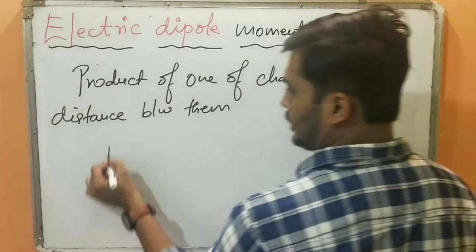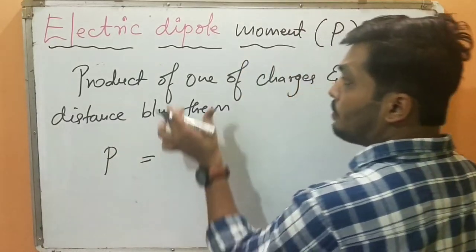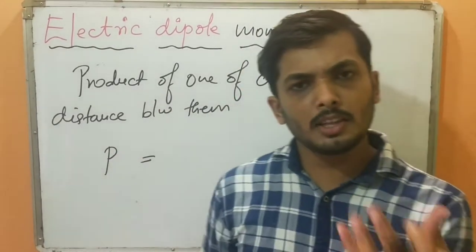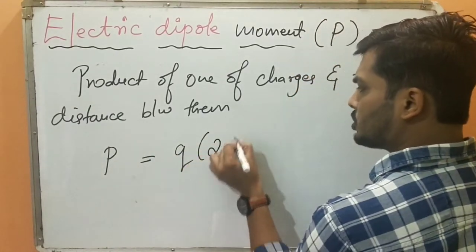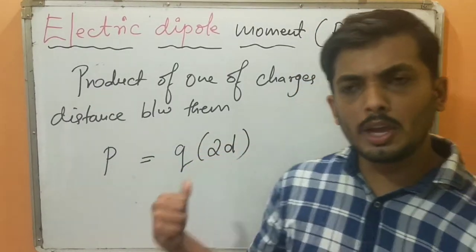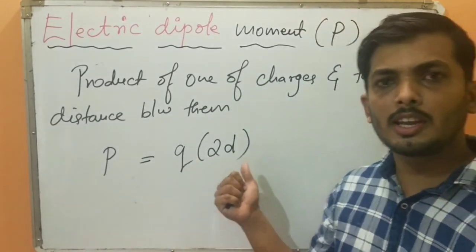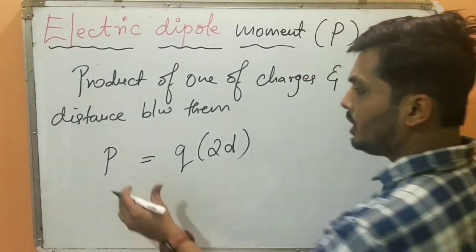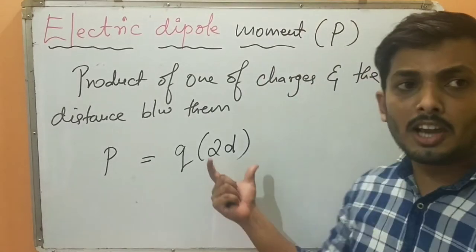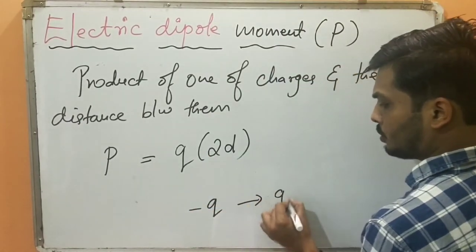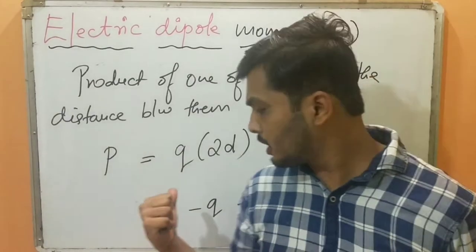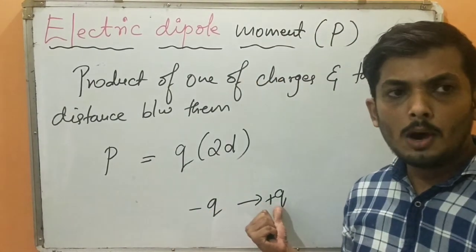So how do you put that mathematically? P is equal to the product of one of the charges, you take either plus or minus q, and the distance between them. The distance was 2d, or you can take 2a, or 2r, or 2l. The direction of the electric dipole is always from minus q to plus q.